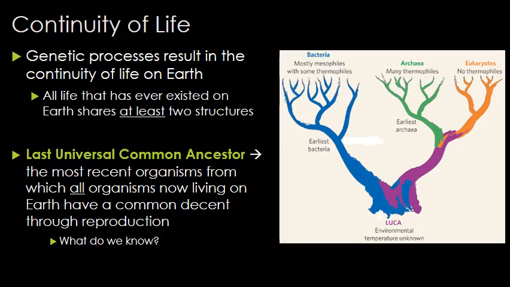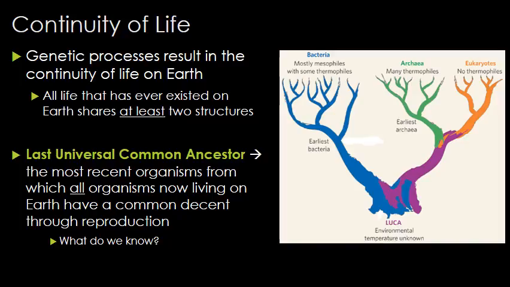Genetics really underlie the continuity of life on Earth, and we know that all life that has ever existed on Earth shares at least two characteristics. They have nucleic acids, be it DNA or RNA, and they have proteins with a universal genetic code to do the work of the cell. If you were to take a gene from a bacteria and put it into a human, you would still be able to make a protein. Not necessarily functioning, but it would be able to be read.